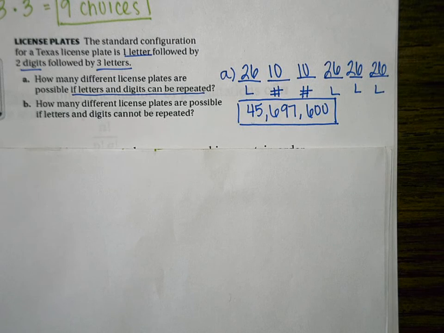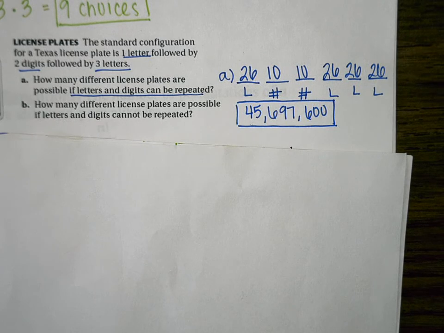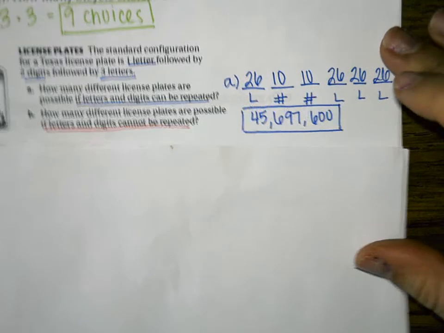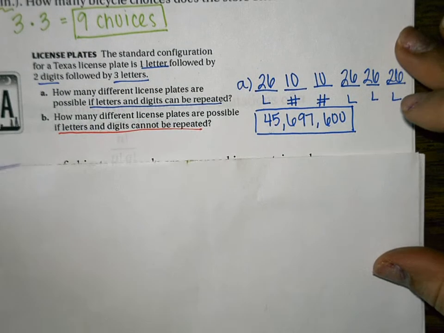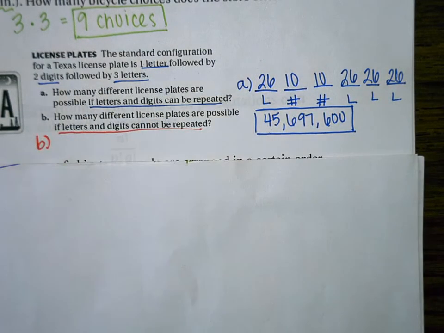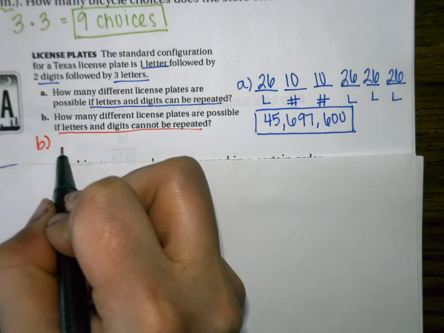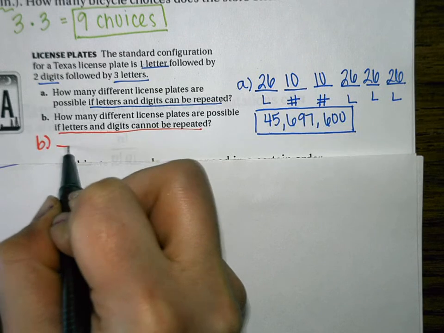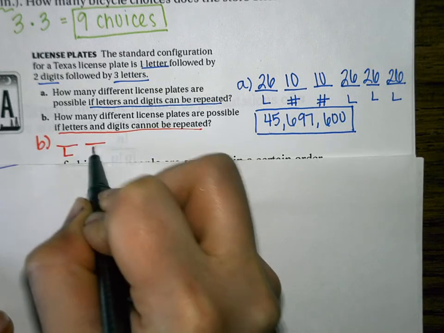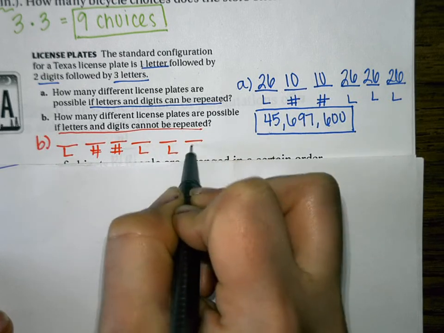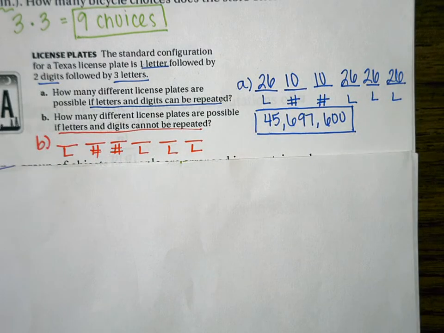Now the next part of the question wants to know how many different license plates are possible if digits cannot be repeated, or letters. So for part B, we're going to do the same thing, but our choices are going to be a little bit different. So we're going to still have 6 different choices: a letter, a number, a letter, a letter, and a letter. But our different options are going to be a little bit different.